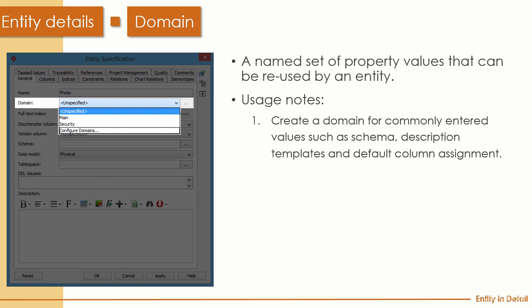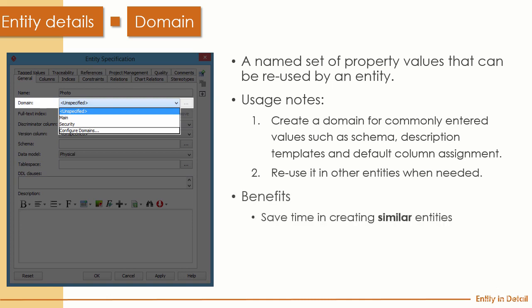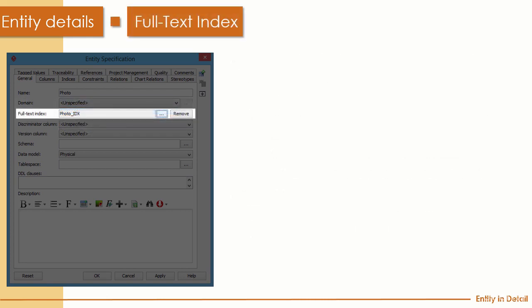The domain is used to maintain commonly entered values or descriptions that you can use in different entities, and it is reused in other entities when you need it. I just demonstrated that to you. So the benefit is saving time in creating similar entities like log and transactions, and another benefit is to keep the data model consistent. Then the second property we look at is full text index.